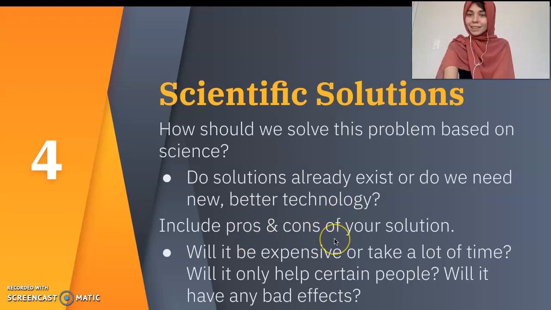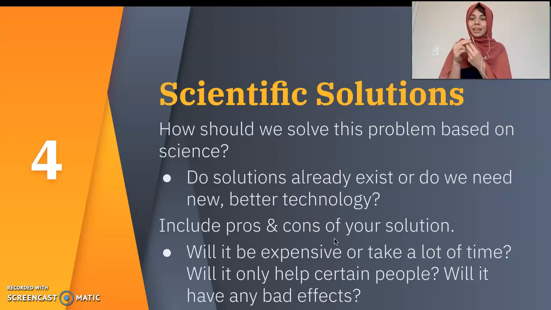Include pros and cons of your solution. So this would be a great thing if you actually want to recommend your solution to someone important. So the Ministry of the Environment of Somaliland, Ministry of the Interior of Somaliland, will it actually work? Will it be expensive? Will it take a lot of time? For example, let's say we should introduce chemicals in order to kill all the locusts. Might be very expensive, might take a while to do, and it might actually have really bad effects also.